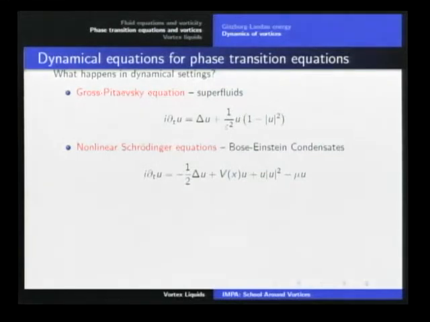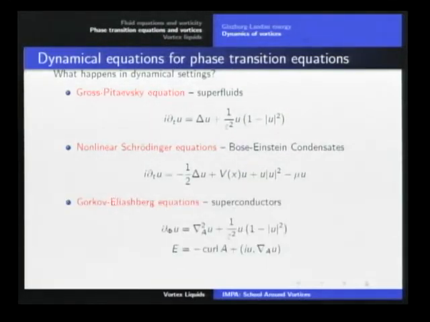It also pops up in Bose-Einstein condensate problems, although with a slightly different energy. I won't go into that. But then also in superconductors. This is the Gorkov-Eliashberg equation. And here we can see it's maybe more complicated than the energy that was talked about before. Here we have a coupling between this order parameter and magnetic fields, and induced magnetic fields and induced electric currents. And I'll talk briefly about that towards the end. We won't be working with such complexity here in this talk.